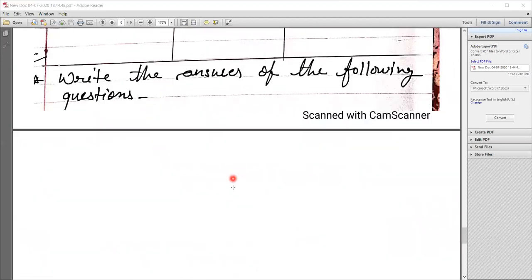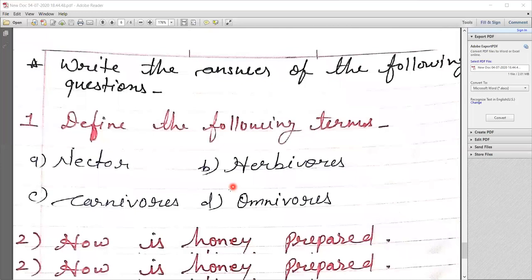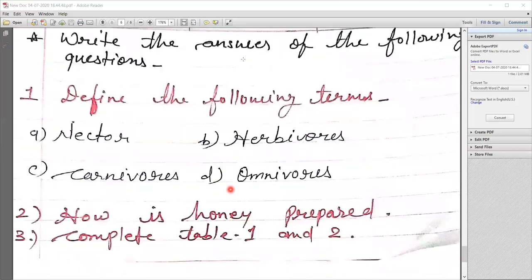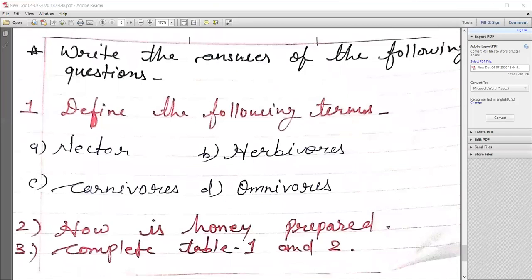Again, I am requesting that you do not ask your parents to buy any book or notebook from the market. Due to lockdown, all the shops are closed. You can use a rough copy, or if you don't have a rough copy, don't worry. You just save these videos and you can do it later on also.